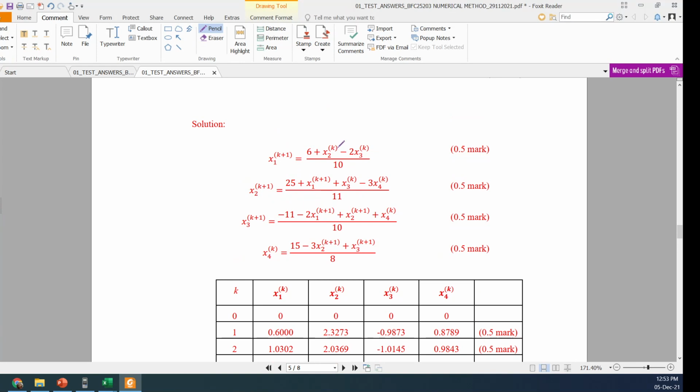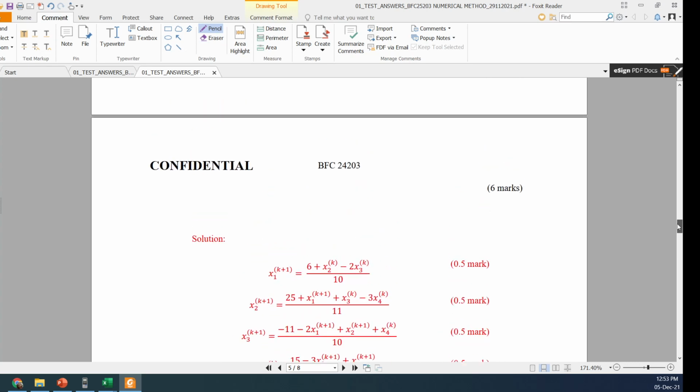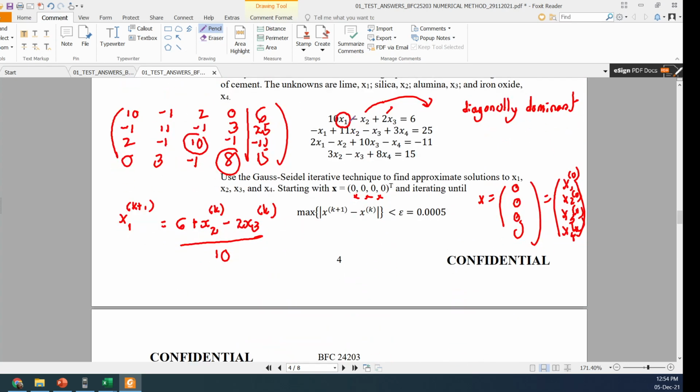Those who do it manually and didn't write down properly, I will deduct some of the marks there. And I still saw some of you still cannot write down this equation. To write the equation, it's very simple. Let's say to write the second equation, focus on x2. The other two variables bring to the other side. That's why x2 is initially like this: 25 plus x1 plus x3 minus 3x4, divided by 11.